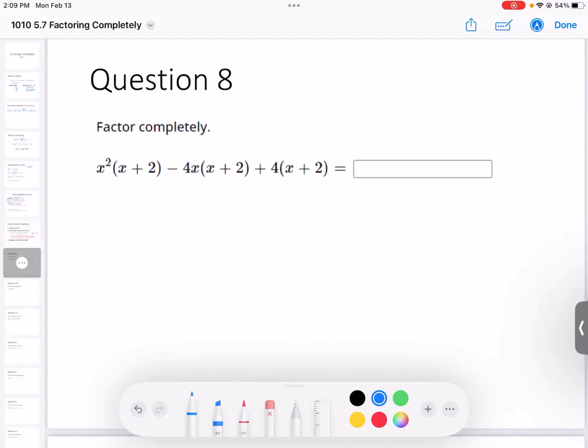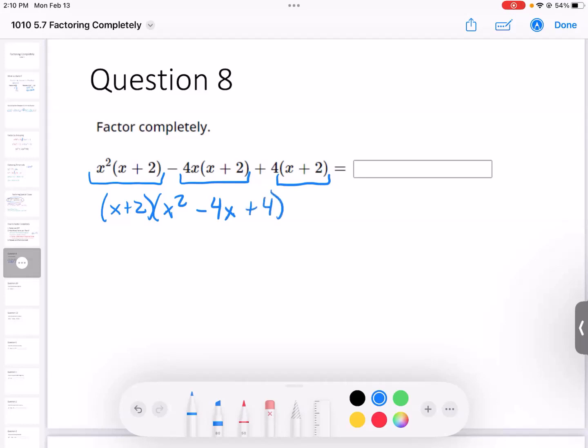On this one, you always look at your terms and see if they have anything in common. In this case, I have 3 terms. Do those 3 terms have anything in common? Yep, they have an x plus 2 in common. If I divide the first term by x plus 2, I'm left with x squared. When I take the next term and divide by x plus 2, I'm left with minus 4x. And then when I look at the next one and divide by x plus 2, I'm left with plus 4.